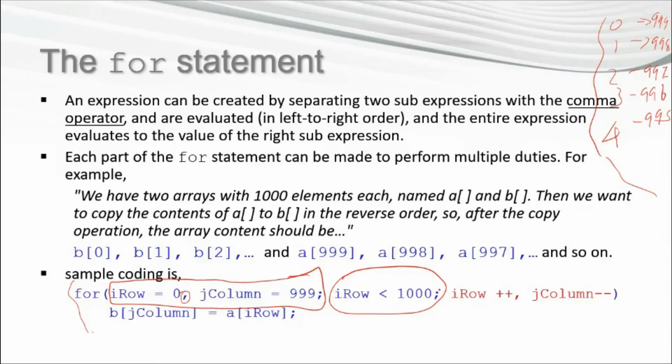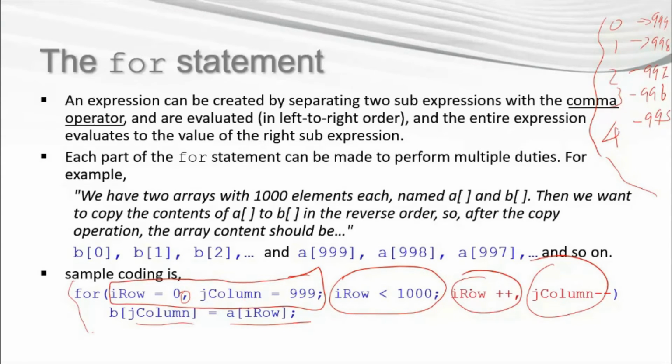Since the semicolon is present, it is only a single condition check, that is, i row is less than 1,000. Then i row plus plus and j column minus minus. So i row will be incremented as well as j column decremented. When B j column equal to A i row is given, B j column means B 999 equals A i row, that is A0.